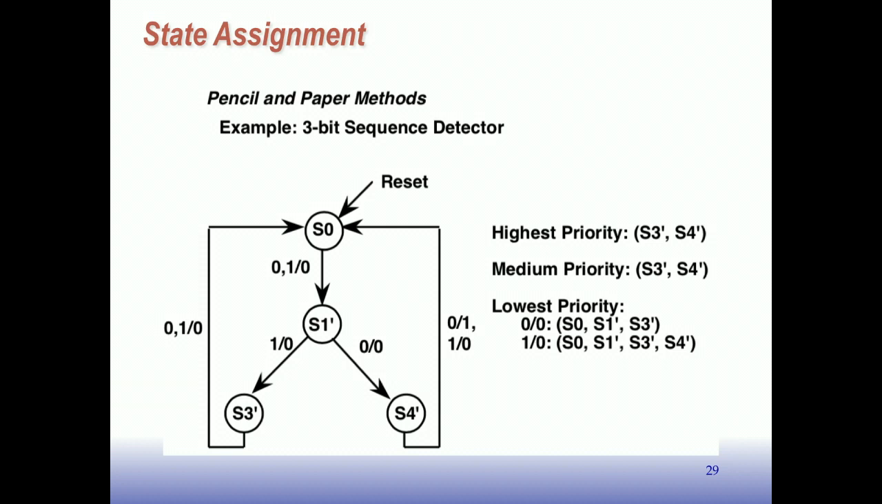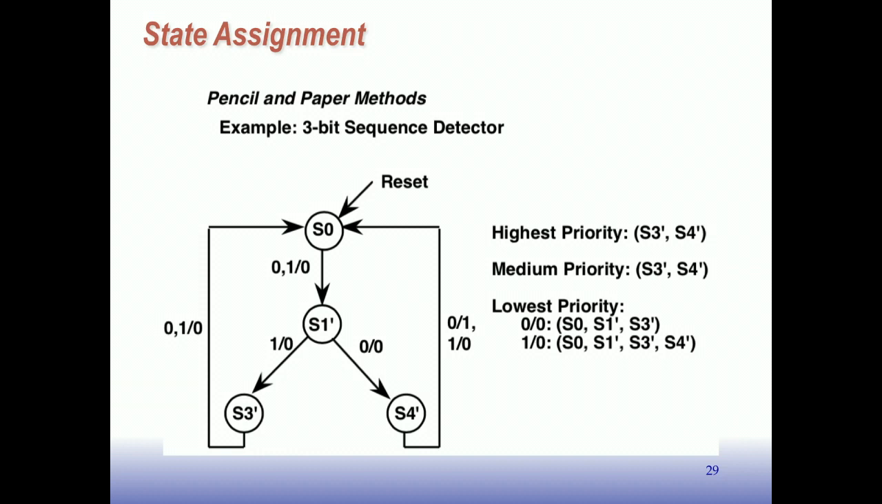S3 and S4 both come from a common predecessor state. So we want those to be close to one another. And then we can look at this. If an input is a 0 and the output is a 0, then these states should be close to one another. The ones that have that behavior, and for input a 1 and output a 0, these states all have that behavior, so they should be close to one another in their assignments.